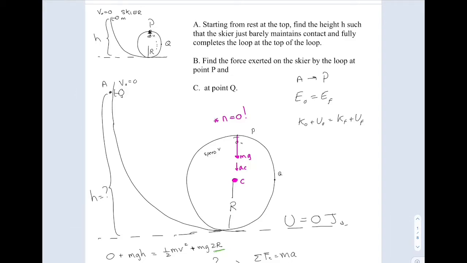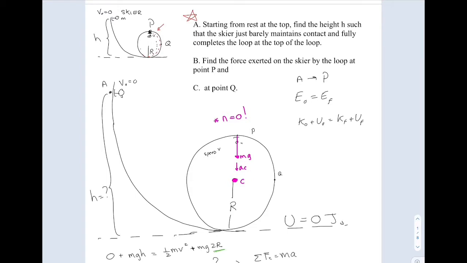Okay, so here's some additional energy problems I want to look at. Here I have a loop, which we did when we did circular motion. When we did circular motion, we looked at how fast would something have to be moving at the top of the loop so that it just barely maintains contact and fully completes the loop. Okay, so that we did.